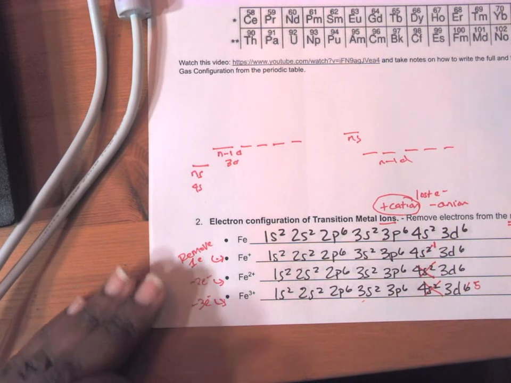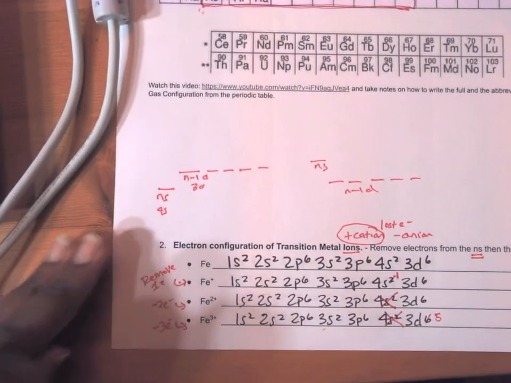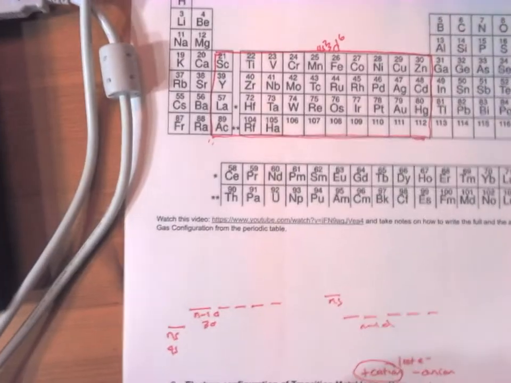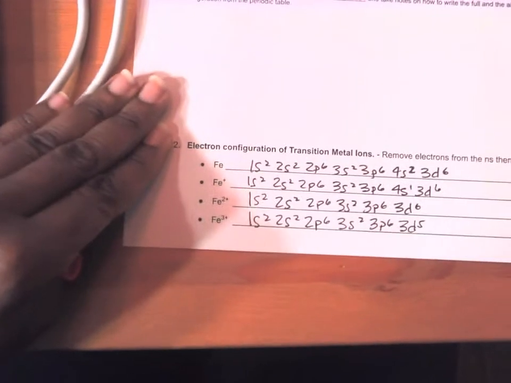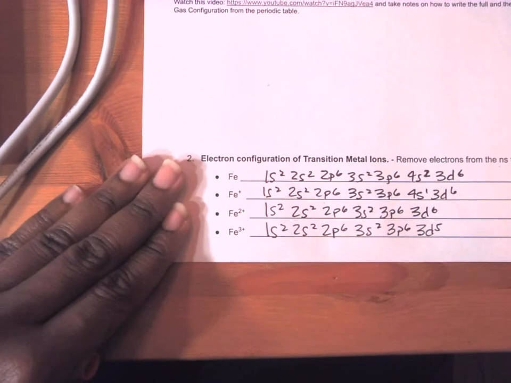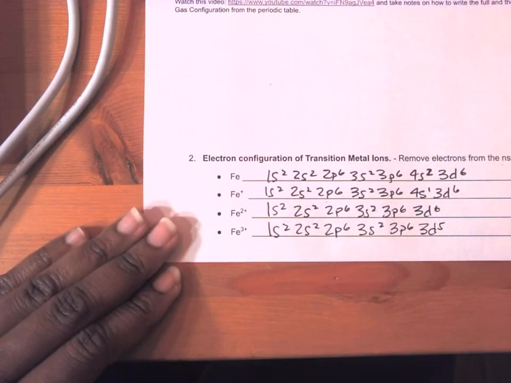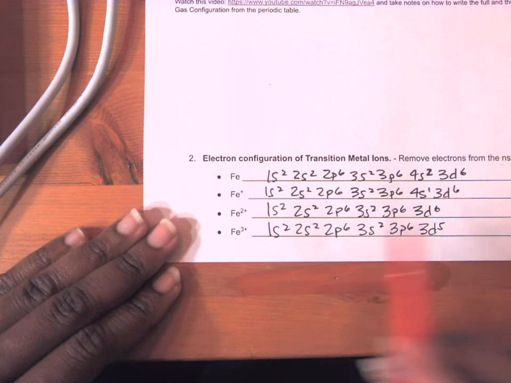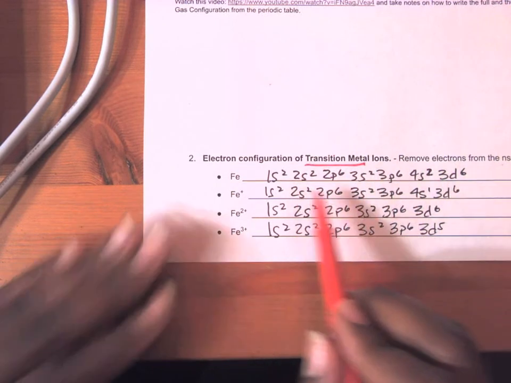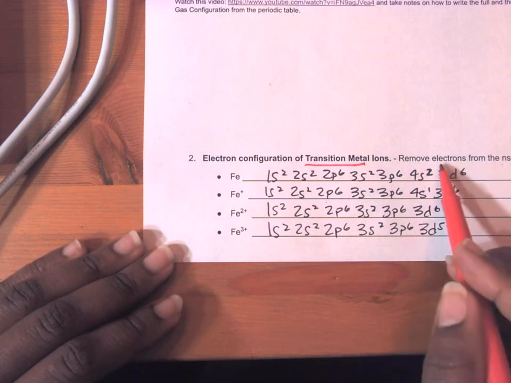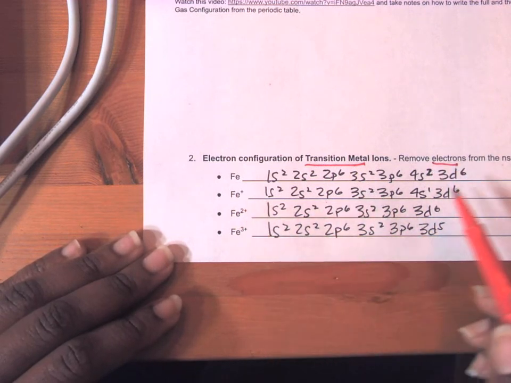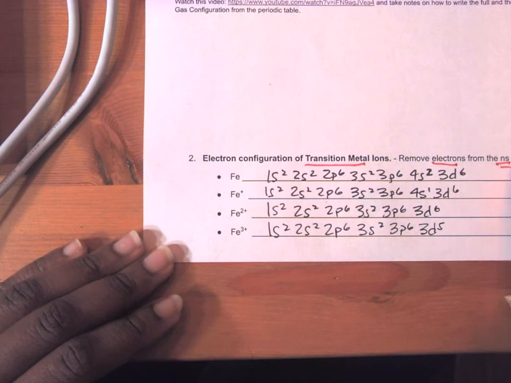Okay. So to show you what overall that looks like, these will be the electron configurations for your transition metals. Here they are, all written out. So take a moment to look at that. So once again, for transition metals, draw the neutral configuration first, and then remove the number of electrons. The number of electrons you remove will correspond to the charge, and you remove them starting with the ns and then the (n-1)d.